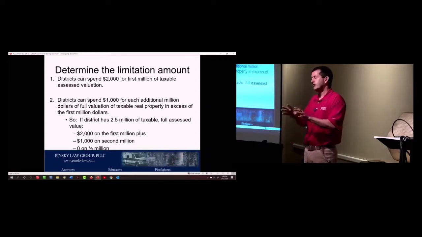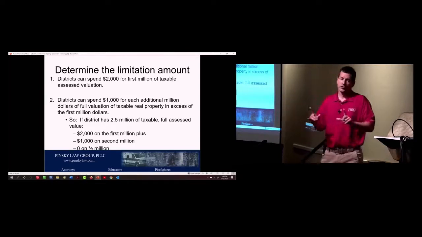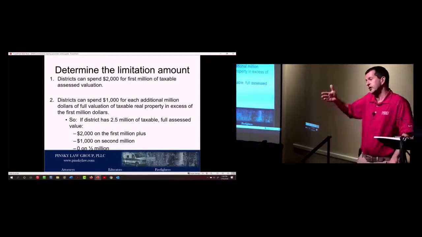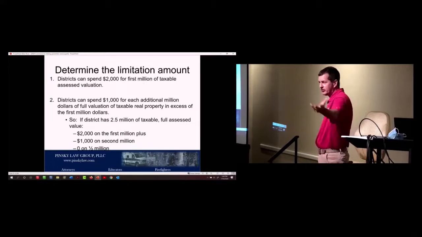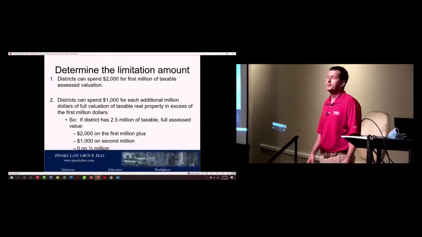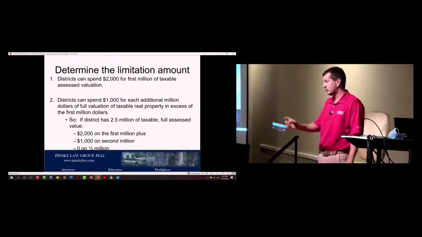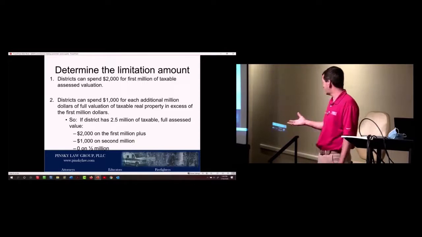I'm sorry. Let me do it this way. What's your assessed valuation of your district? $3 million. Assessed valuation is $3 million. Your total taxable assessed valuation is $2 million. Right. Very easy. You want a really easy way to figure it out? Look at your bill. It's on all your fire district or your town tax bills. It will say assessed valuation, taxable valuation. Some might even say exempt valuations. But your total taxable assessed valuation.